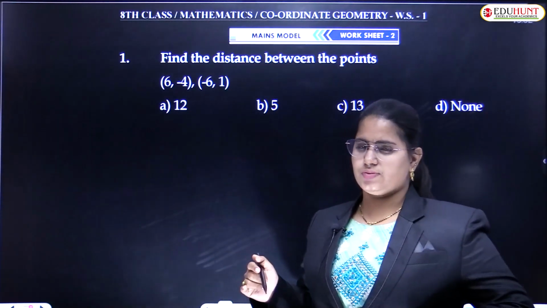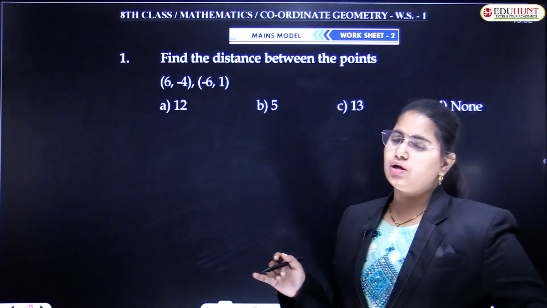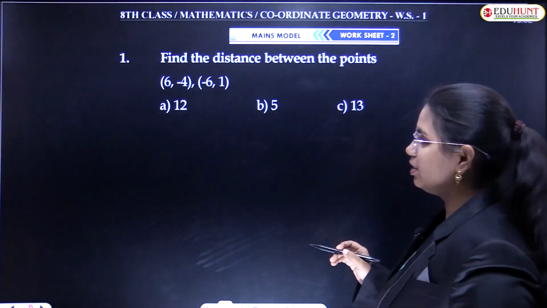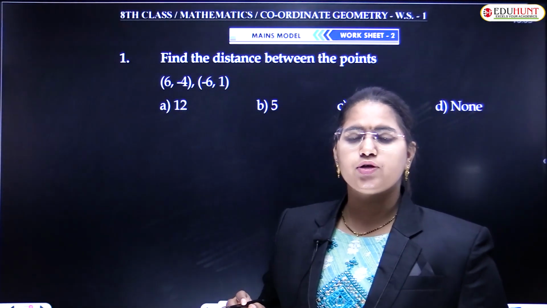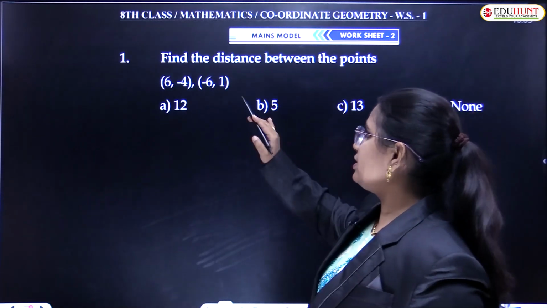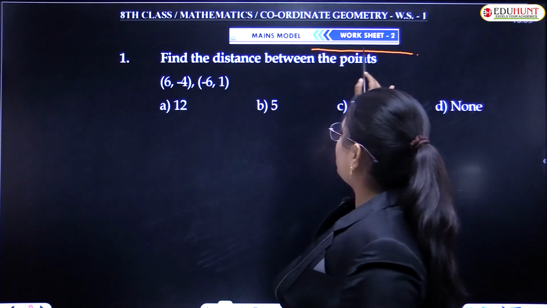So, what is the distance formula? I just want to recall: the distance between 2 points formula is under root (x2 minus x1) whole square plus (y2 minus y1) whole square. So, let's get back to worksheet 2, okay?